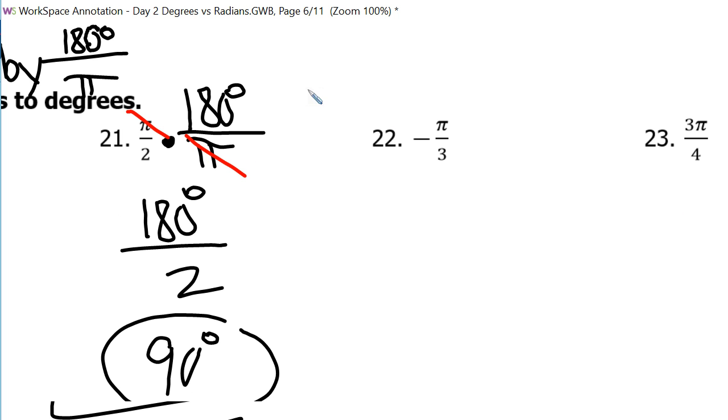Go ahead and do 22 and 23. Multiply by 180 degrees over pi.